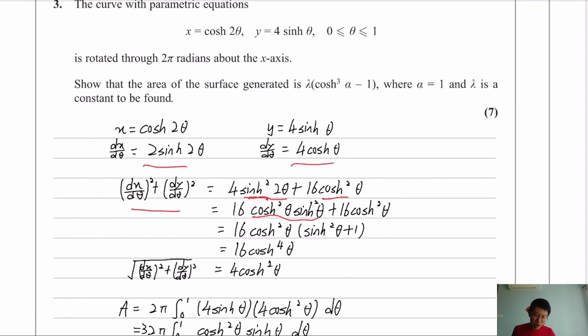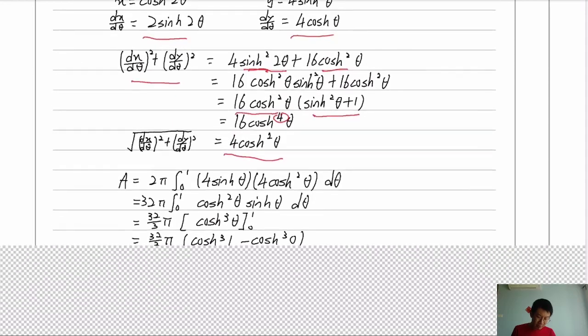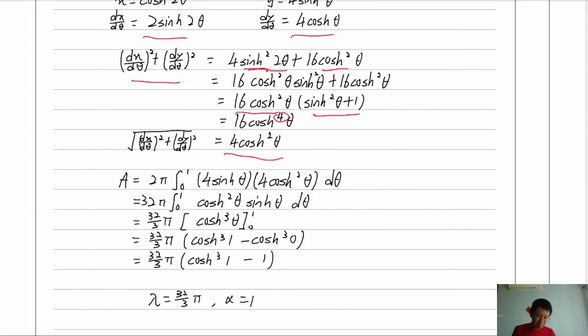When we reach this result, we can simplify a little bit more by factorizing the 16 cos squared out, so that we end up with 1 plus sine squared. Again, 1 plus sine squared is a nice result, it's a cos squared. That's why we have a cos power 4 in this expression. To find the surface area, we need to root the dx d theta squared plus dy d theta squared. After we root, we get 4 cos squared. From there we have the integral that we need to find the surface area.